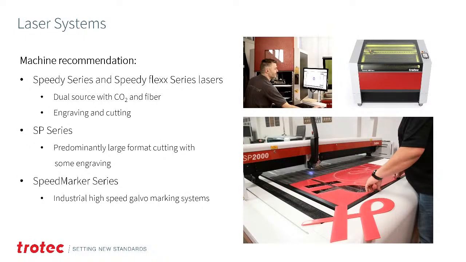Typically in this space, the whole gamut of laser systems are available. Speedy series, as well as the Flex, using the dual source for engraving, for cutting. SP series is also more common in this space, large format cutting, as well as the SpeedMarker for high speed galvo marking, prototyping, working materials. I've seen them use it for everything from micro welding of plastics to industrial cutting of products that are going to be producing new types of technologies and materials. So the entire gamut of laser systems that we offer is typically looked at in this space.